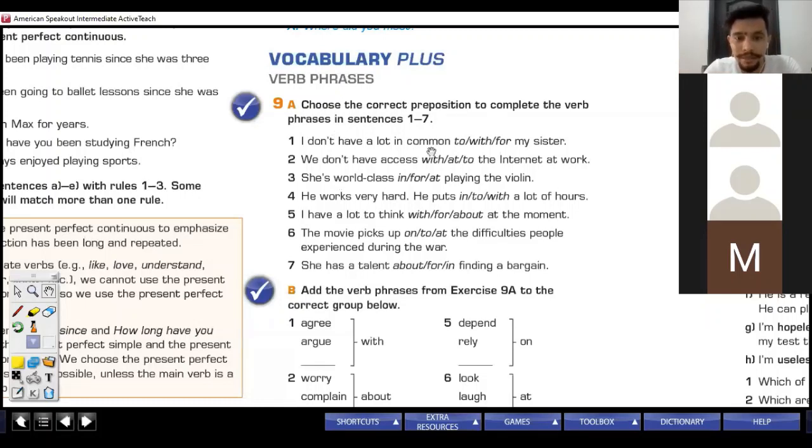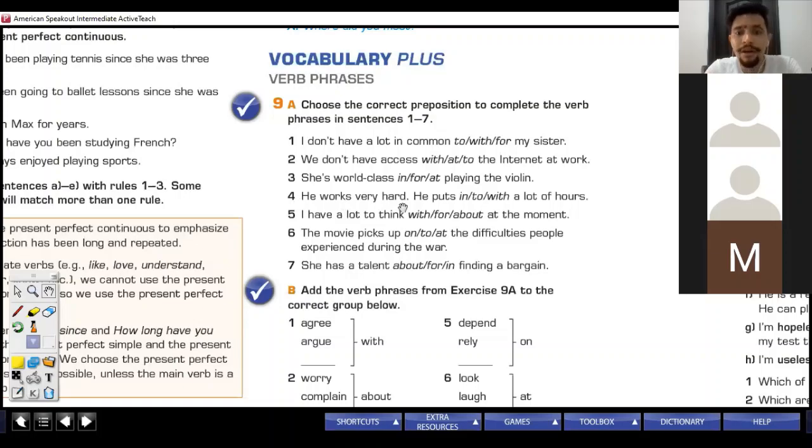Now, volviendo al libro, tenemos un ejemplo o ejercicio de phrasal verbs. Aquí lo que tienen que hacer es, tenemos un verbo y ustedes van a escoger la preposición, all right? La correcta. So, let's start. Number 1. I don't have a lot in common with or for my sister? With my sister. Good. Good. 2. We don't have access with, at, or to the internet at work. To the internet. Great. 3. She's world class in, for, or at playing the violin. At. Great. Great.